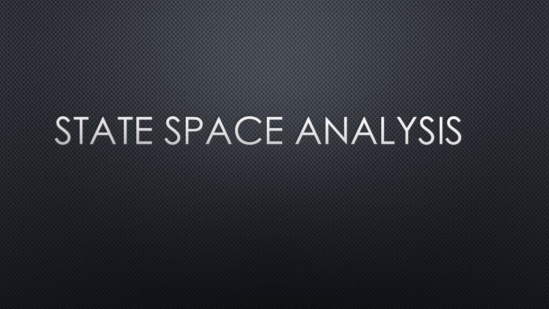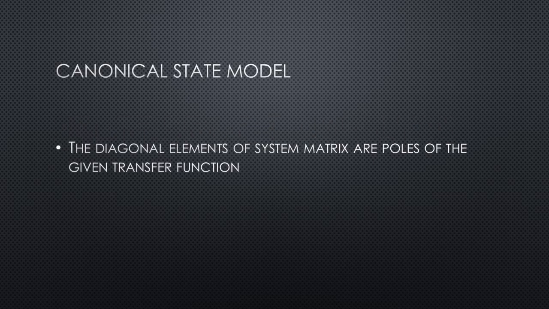Hi to all. In this video we are going to see what is meant by canonical form of state model. The state model is said to be canonical form of state model when the diagonal elements of the system matrix are the poles of the given transfer function.